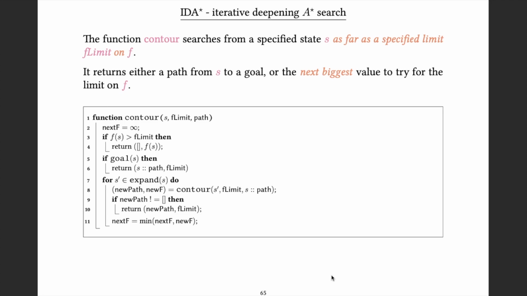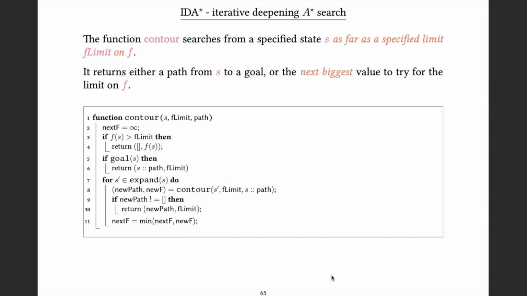So just looking at this line by line, we first set a variable called nextf to be infinity. Now this is going to be used to keep track of the smallest f-cost that we see beyond our current limit, f-limit. The first if here just says that if the state we've got to has an f-cost that's beyond the limit we're searching in, then we return an empty path to indicate that we've cut the search off, and we return the value, the f-cost of the current state.